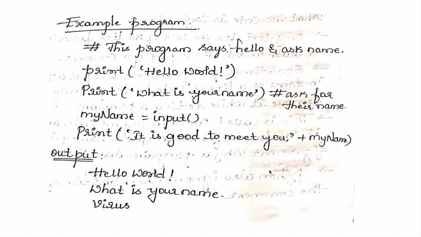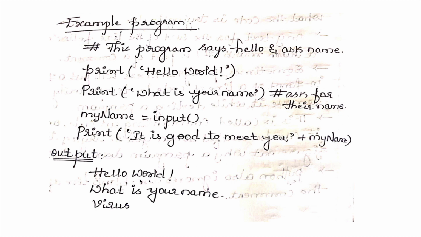To explain comments, the input function and the print function, I'm considering an example program. This program will print hello world and ask you to type your name. Once you type your name, it will print a message, good to meet you. So you can see the output here.